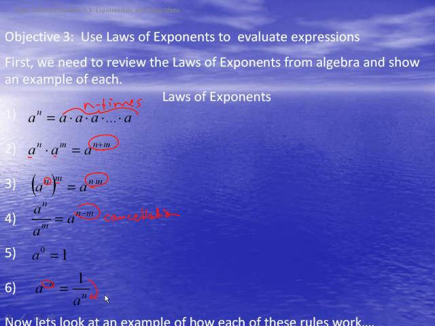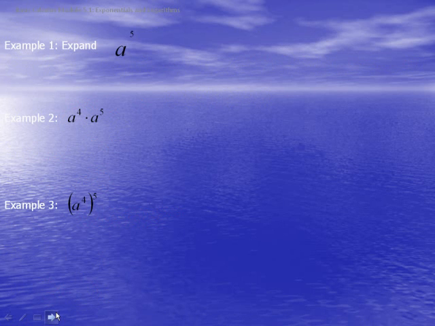Now let's look at a few examples of how these work. Example 1, let's expand a to the 5th. Easy enough. This 5 means it's being copied using multiplication 5 times. Example 2, using law 2, we said that if we have the same base, then we can add the exponents.